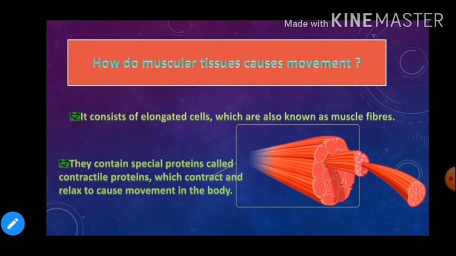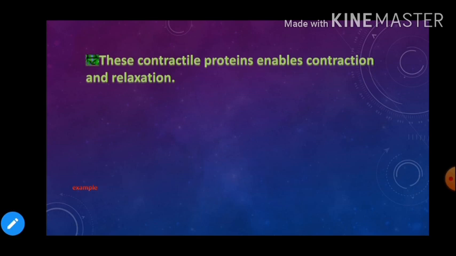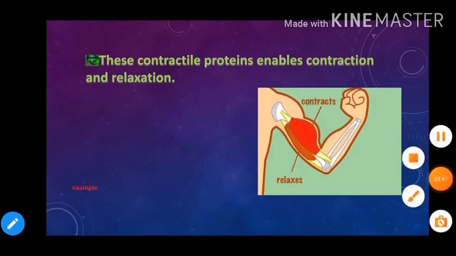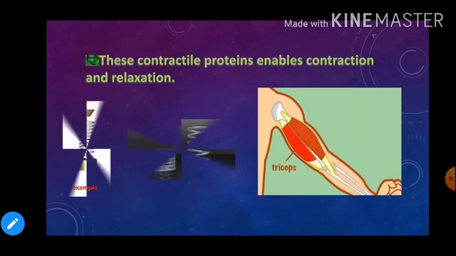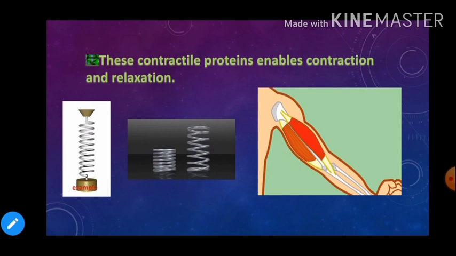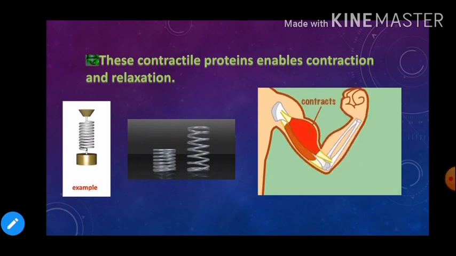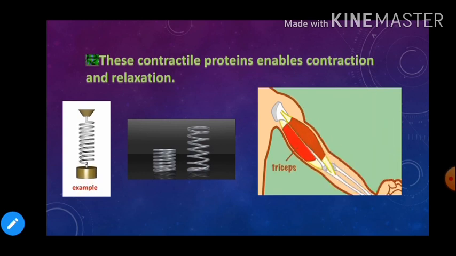So do you understand what I mean by contraction and relaxation? What is contraction or relaxation? Now children, let us take an example. Now this is the example. Children, if you have a spring, right? So this is the spring. When you stretch the spring, it can get stretched like this.